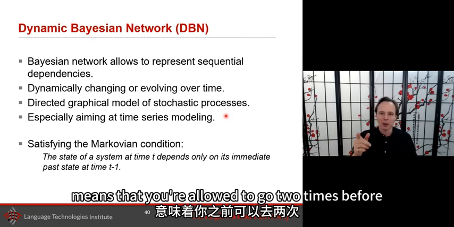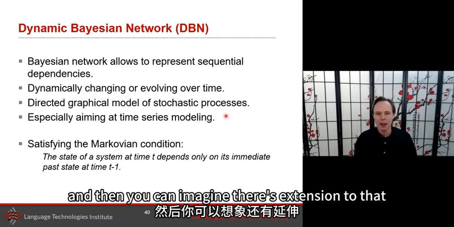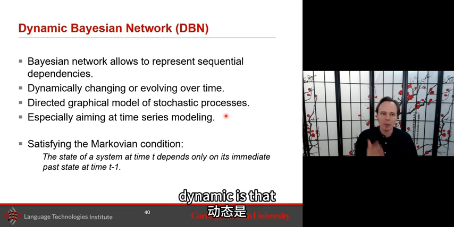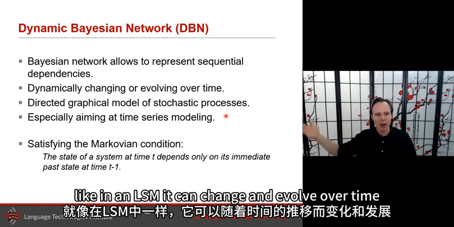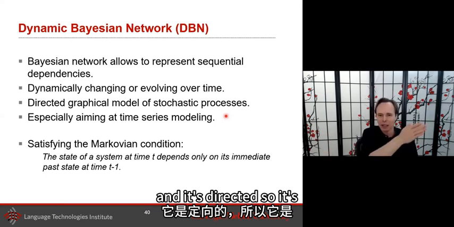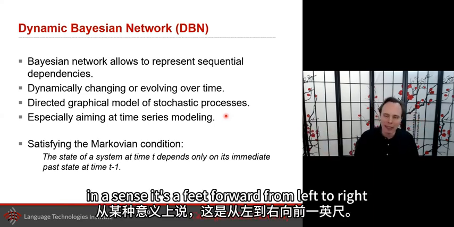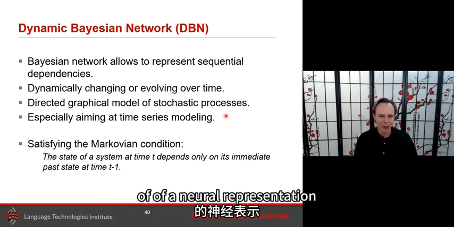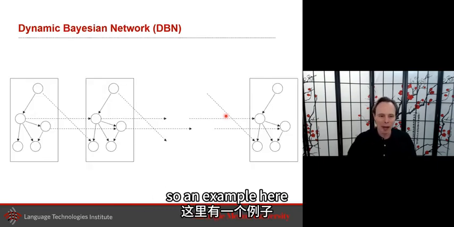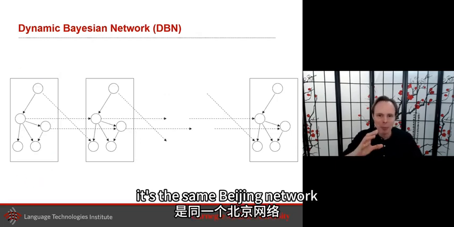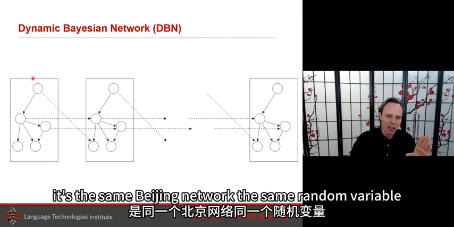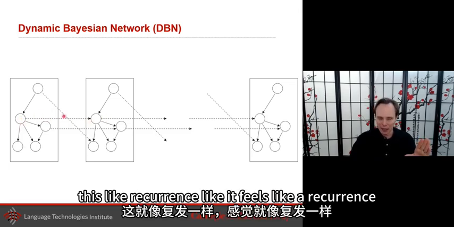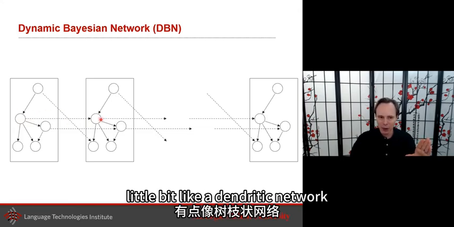Second order means that you're allowed to go 2 time steps back, and you can imagine there are extensions to that. The interesting aspect, dynamic, is that like in an LSTM, it can change and evolve over time. And it's directed, so in a sense it's a feed forward from left to right, if you were to put it in terms of a neural representation. So an example here is that at each time step, it's usually the same Bayesian network, the same random variables. It's just that I add this recurrence, and it feels a little bit like a recurrent neural network.